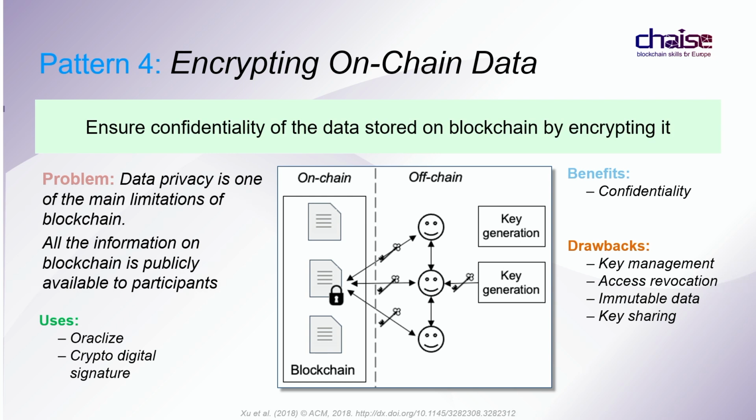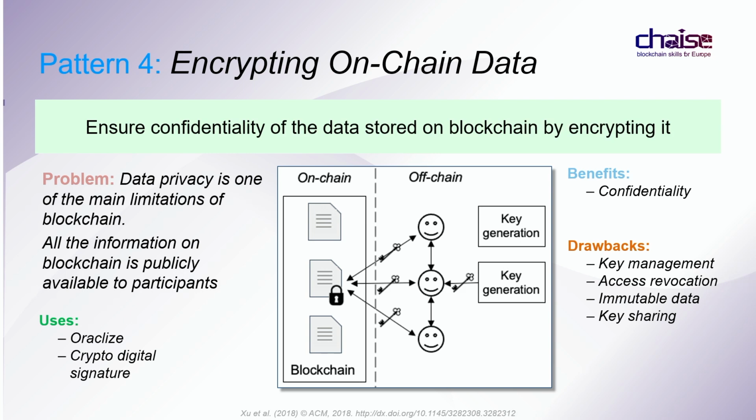Problem: data privacy is one of the main limitations of blockchain. All the information on blockchain is publicly available to participants. There is normally no privileged user within a blockchain network. On a private or consortium blockchain, the ability of parties to participate might be limited by the consortium agreement and by network access controls, but all participants will normally be able to see the full blockchain history. On a public blockchain, new participants can join the blockchain network freely.